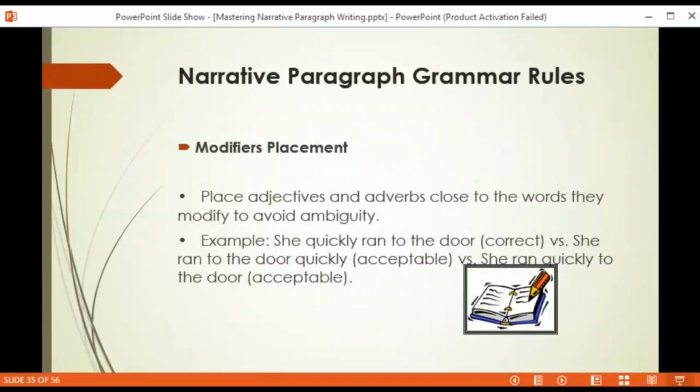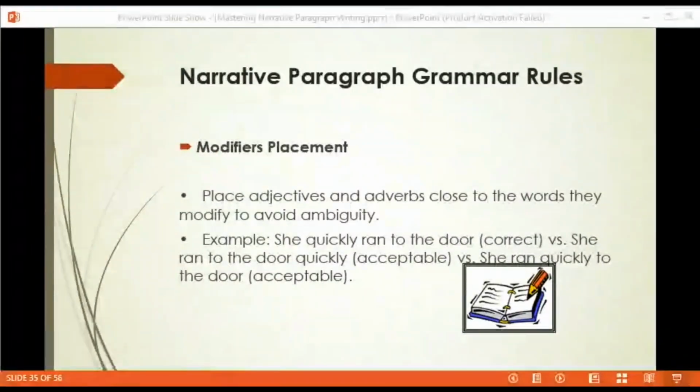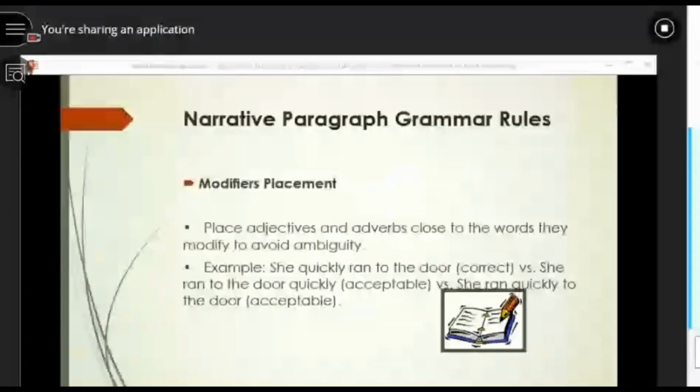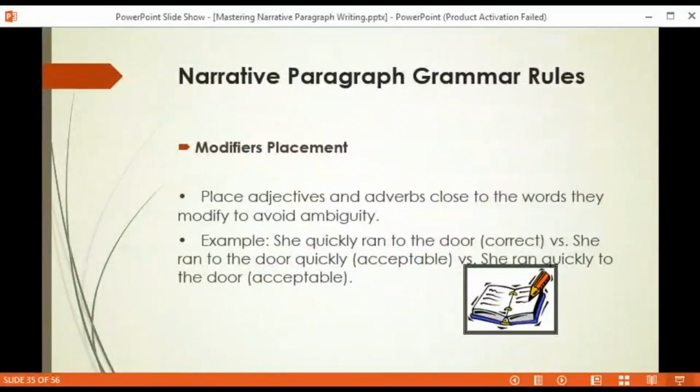Modifier placement. Place adjectives and adverbs close to the words they modify to avoid ambiguity. For example, she quickly ran to the door. This is correct. Versus, she ran to the door quickly. This is acceptable. Versus, she ran quickly to the door. And this is also acceptable. Next slide, please.